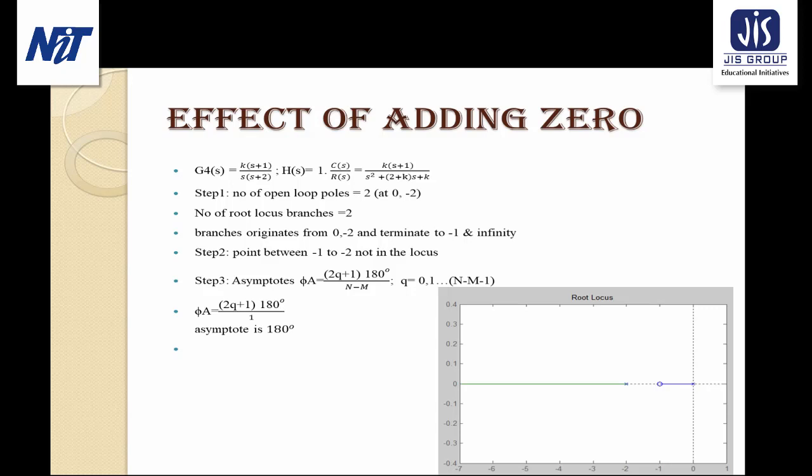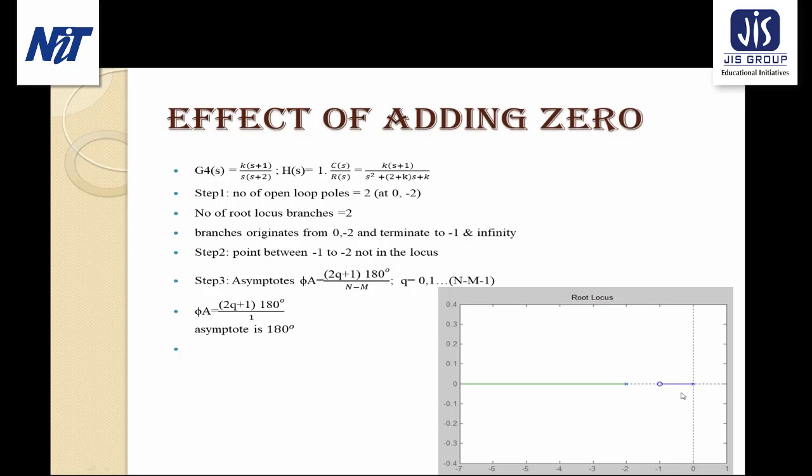infinite location. And here also the point between -1 and -2, if we consider any test point in between, then to the right hand side the number of poles and zeros becomes even, so it does not lie on the locus, and the asymptotic angle can be calculated as 180 degrees. So this one is the root locus.